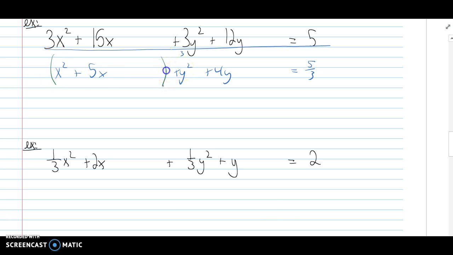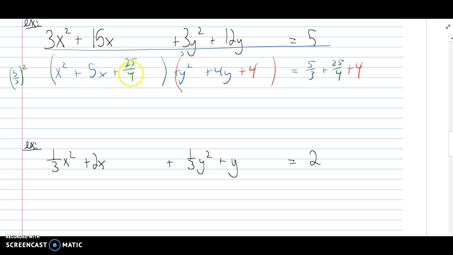The issue I see with this one is that the coefficient on x is odd this time. And we'll see why that's an issue, because we're supposed to take 5, divide it by 2, and then square it. Well, 5 over 2 is 2.5, but we're going to use it as 5 halves so that when we square it, we get 25 over 4 that needs to get added to both sides of the equation. And then for our y's, half of 4 is 2, 2 squared is 4, so we're going to add 4 to both sides.